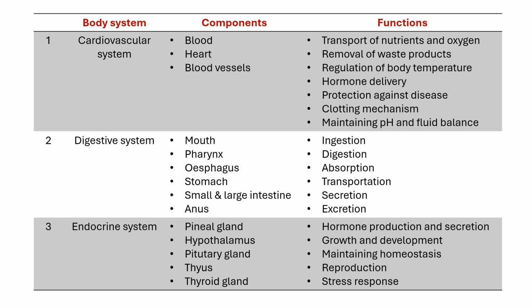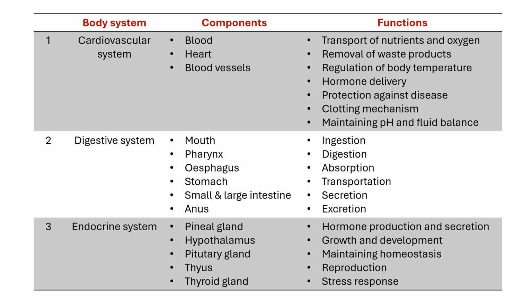Next is maintaining homeostasis. Homeostasis means nothing but stable internal body's environment, like body temperature, water balance, blood sugar levels, all these things. Next is reproduction. These endocrine hormones regulate reproductive processes like our menstrual cycles, pregnancy, childbirth, sperm production, spermatogenesis, all these things.